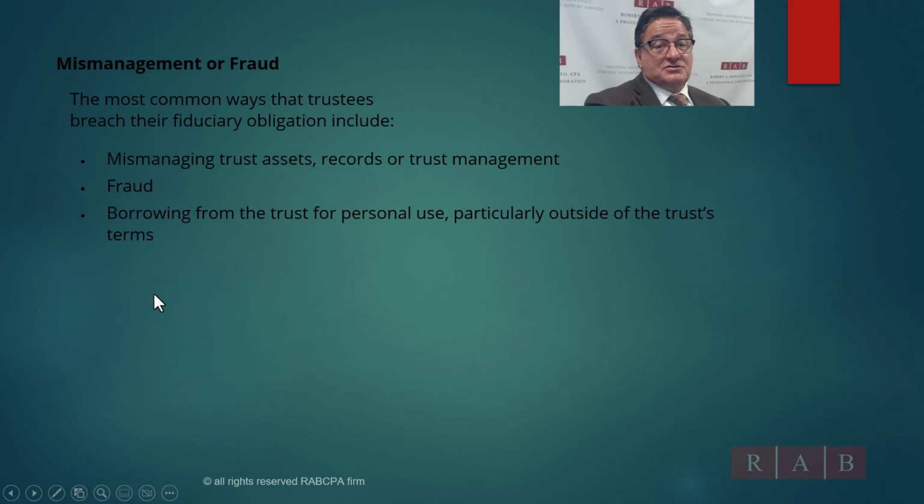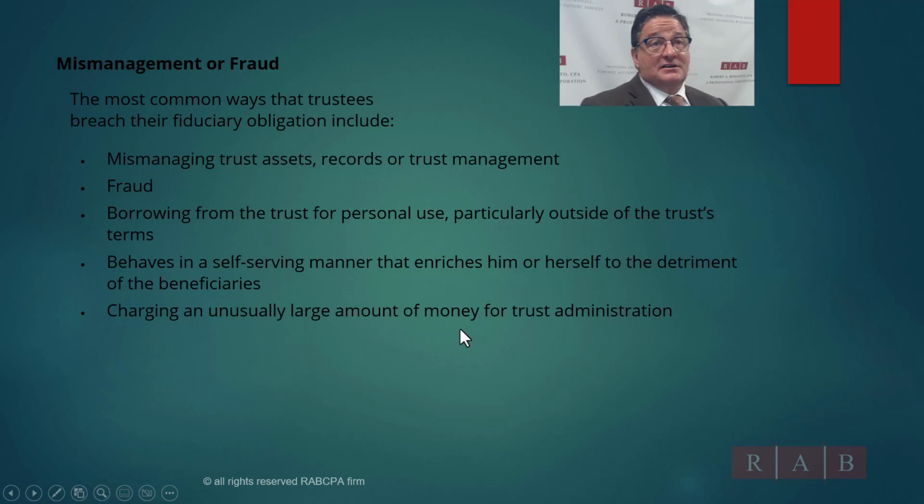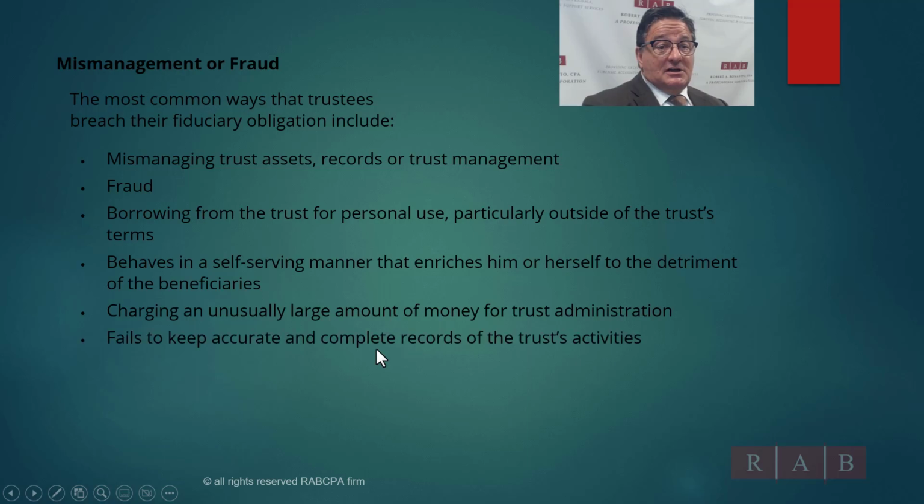Borrowing from the trust for personal use. You're having a hard time at home with expenses. You see the trust with all the money, or the estate, you start spending, buy a car, things like that. A big mistake, okay? Big mistake. You can't do it because remember, the beneficiaries are going to find out about it. They're not going to be happy, and they're going to bring in us to do an investigation. Behaving in a self-serving manner, charging unusually large sums of money. Can't do it. Remember, there's a statute. What you can receive in an estate and trust has to be reasonable.